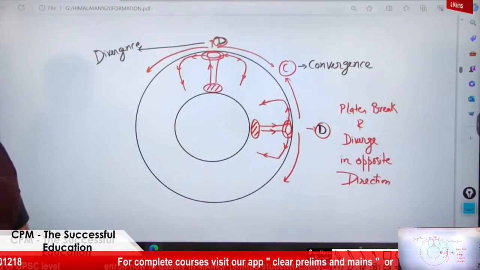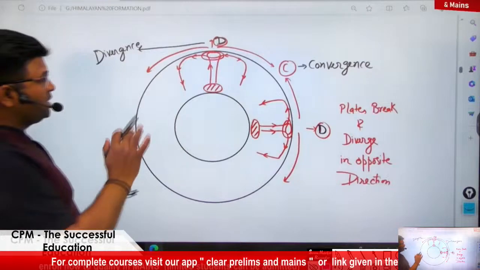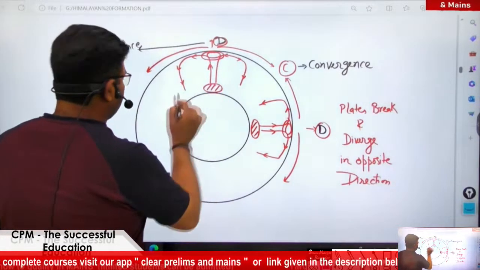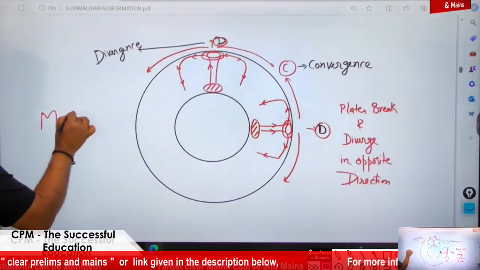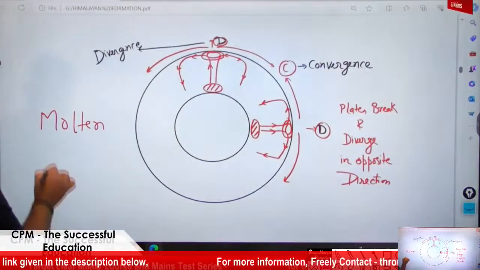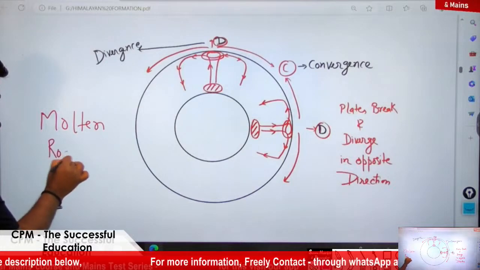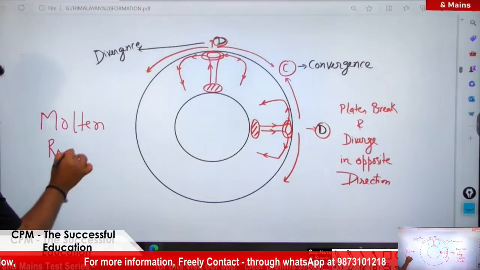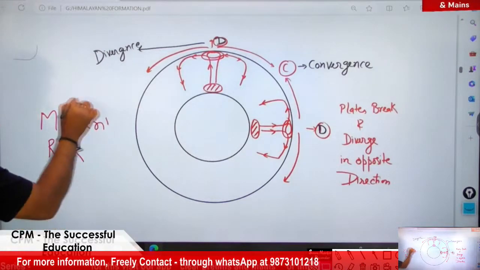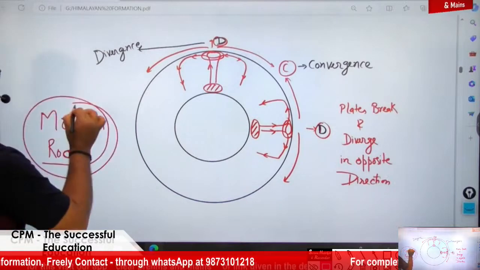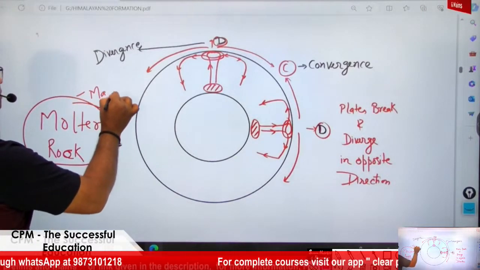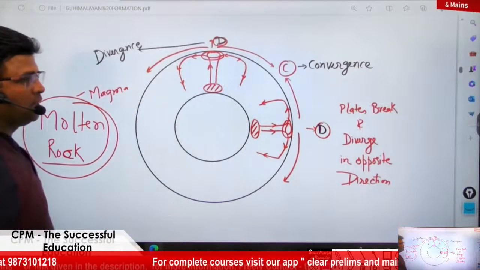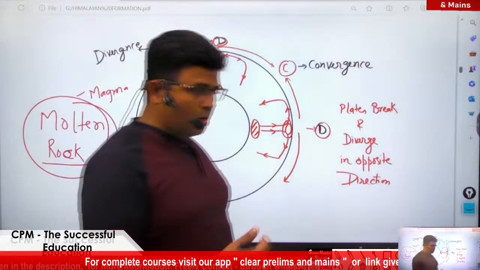Now we'll have to see what is happening inside the mantle. Inside the mantle there is a molten rock, and this molten rock is known as magma. Is it okay? This molten rock is known as magma.